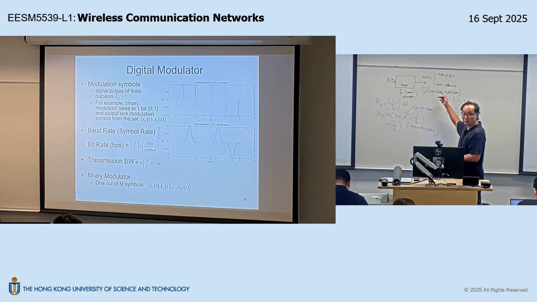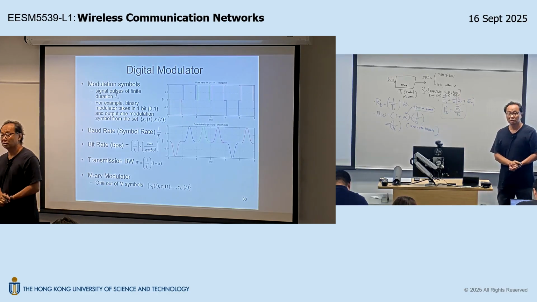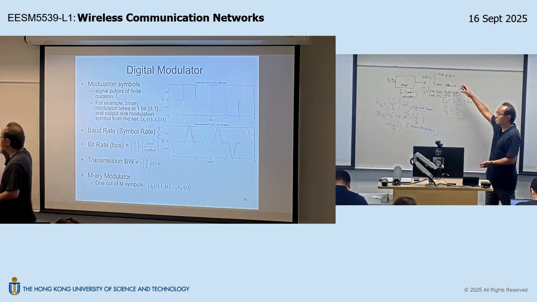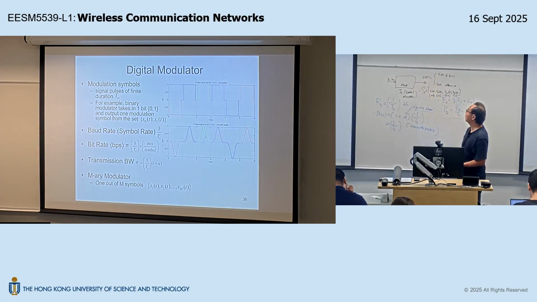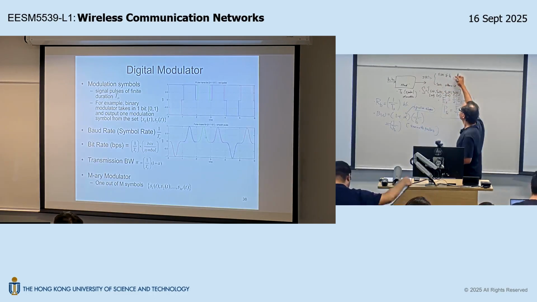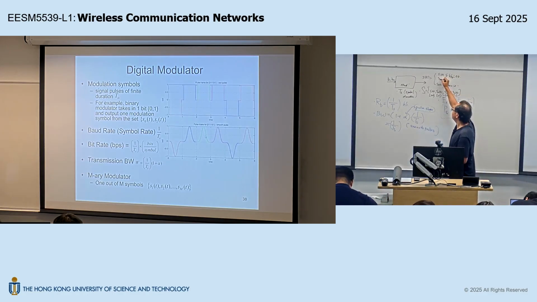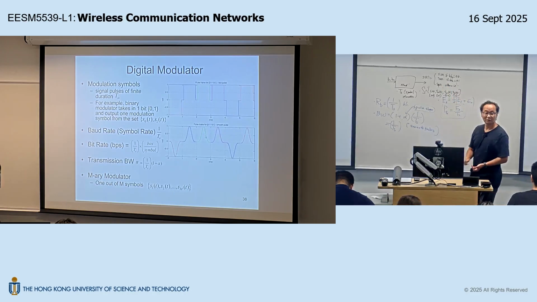And then I put a bit label behind each of these waveforms. For example, this is used to represent 0 0. This is used to represent 0 1, 1 0, 1 1, for example. All right? So I can do this. If I do this, then the output signal generated by this modulator will be given by: I would output S1(t) if the input bit pattern is 0 0, I would output S2(t) if the input bit sequence is 0 1, etc., up to S4(t). Is that okay?